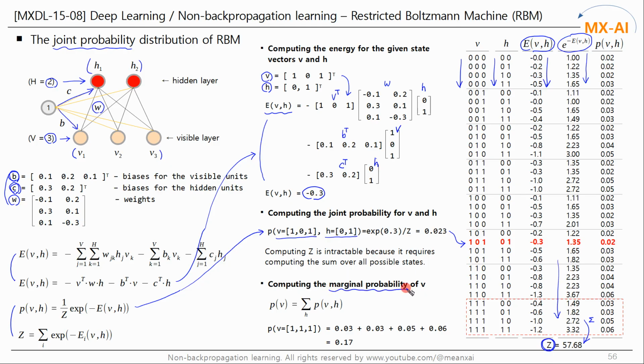Next, let's compute the marginal probability of v. To find the marginal probability of v, simply sum all the joint probabilities of v and h for all possible values of h. For example, the marginal probability that the vector v is 1, 1, 1 can be computed as follows. This is the sum of all these probabilities for all possible values of h in this box. Then it gives us a probability of 0.17.